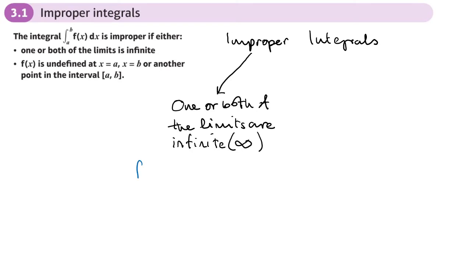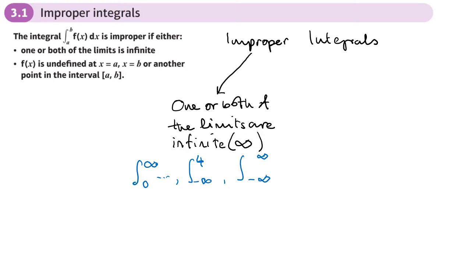So for example, here's some examples here. Let's say I had to integrate something between 0 and infinity, some sort of function there, or let's say it was from 4 to negative infinity, or it might be that both of the limits, it goes from positive infinity to negative infinity. Okay, so that's one type of improper integral.